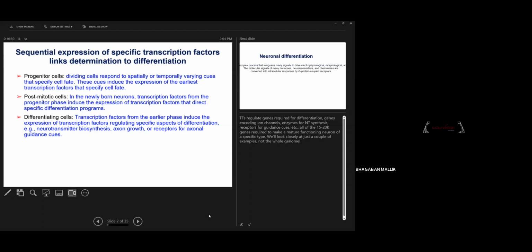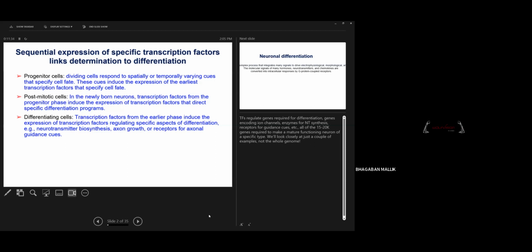Now you have another group of cells called post-mitotic cells. These are mostly newly born neurons, which have a specific transcription factor from the progenitor phase. During differentiation, those post-mitotic cells differentiate into different cell types depending upon the signal they get. Some of the cells differentiate to express genes which help in the biosynthesis of neurotransmitter, and some express genes required for axonal growth or axonal guidance. So these are some of the common terms used in this field: neural induction, patterning, and differentiation.